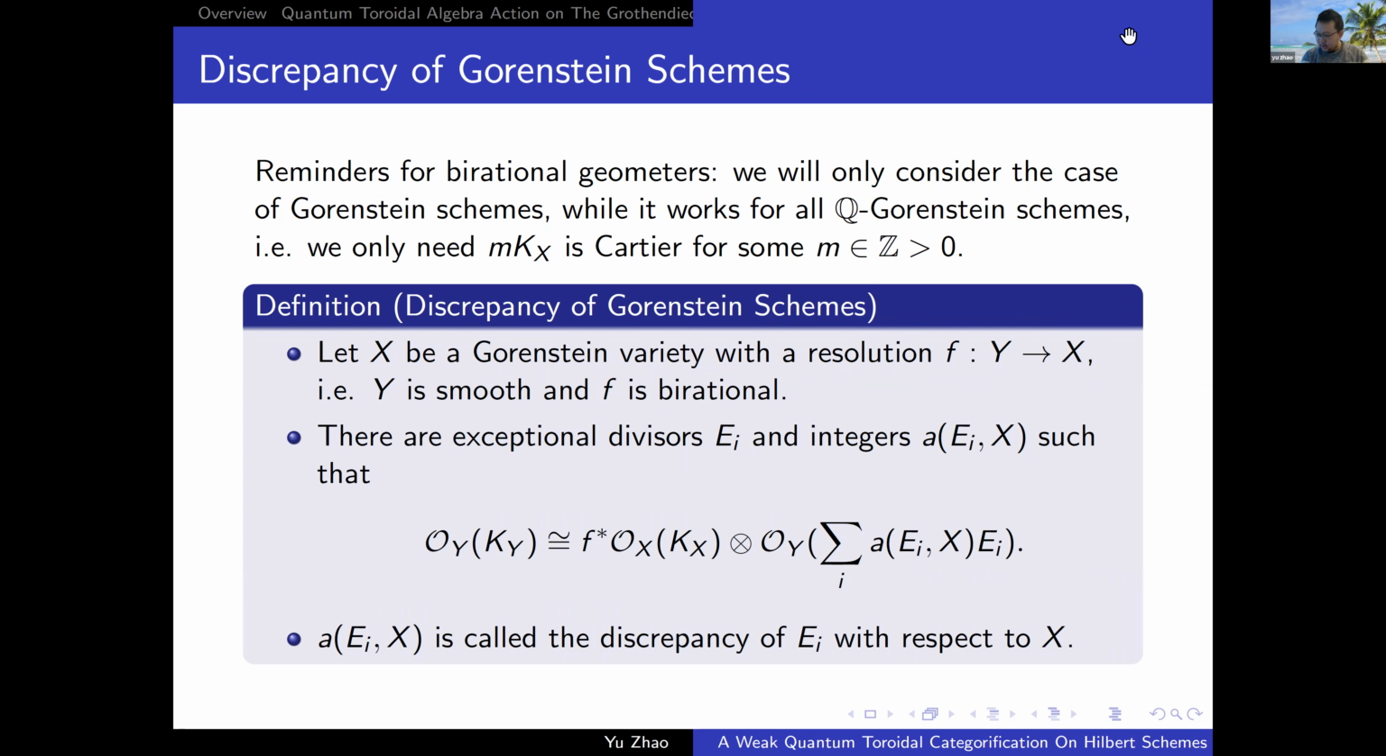In general, from the viewpoint of birational geometers, they regard the discrepancy as some sense of how good the singularity would be. If the discrepancy is larger, the singularity is better, and if the discrepancy is smaller, the singularity is worse, or what we say is more wild.